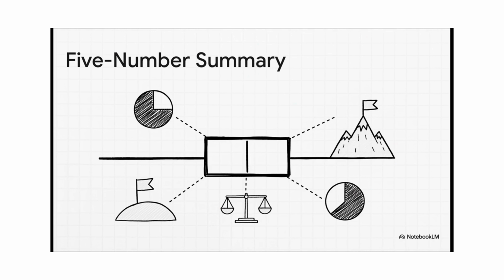And here they are, the 5 numbers that tell the story. You have the absolute minimum and maximum values. That's the full range of your data. Right in the middle is the median, the true halfway point.